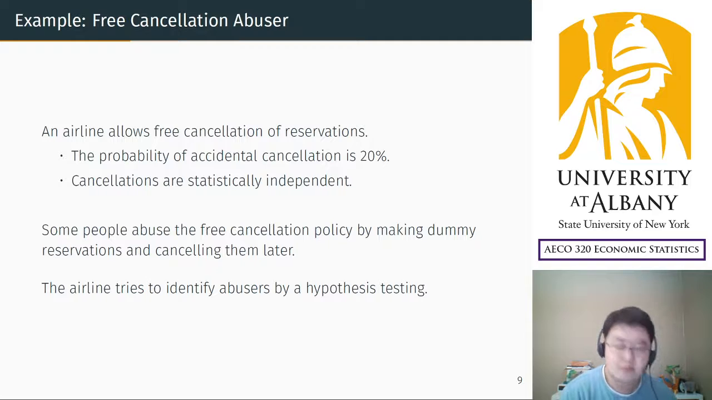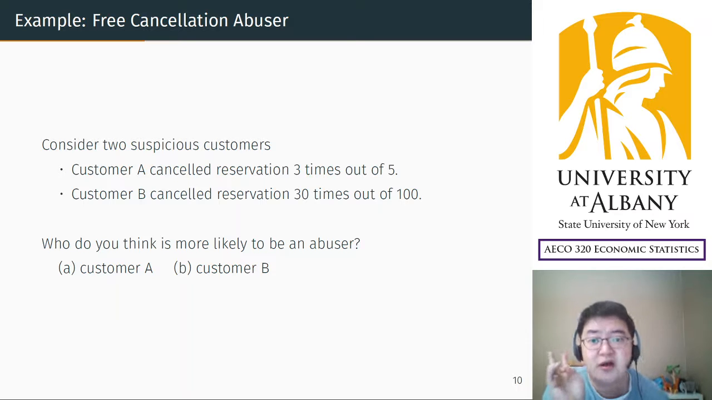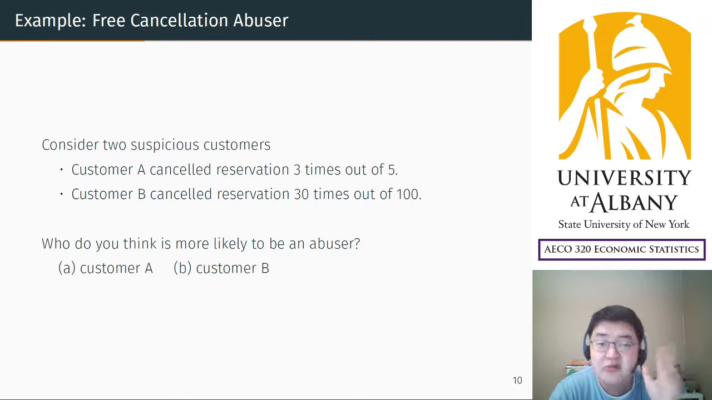So let's think about two customers. There are two customers using this airline, and they are both suspicious. We would like to choose one who is more likely to be an abuser, in the statistical sense, in the probability sense, who is more suspicious. Customer A so far in the past made 5 reservations but canceled 3 of them. And customer B made 100 reservations but canceled 30 of them.